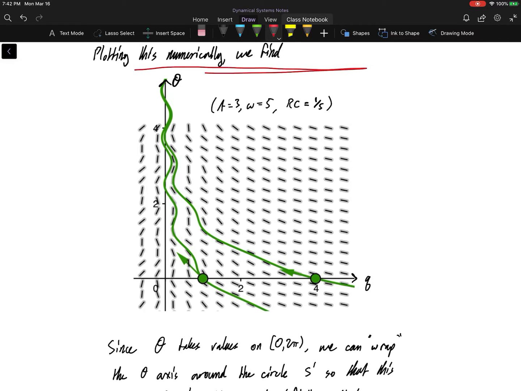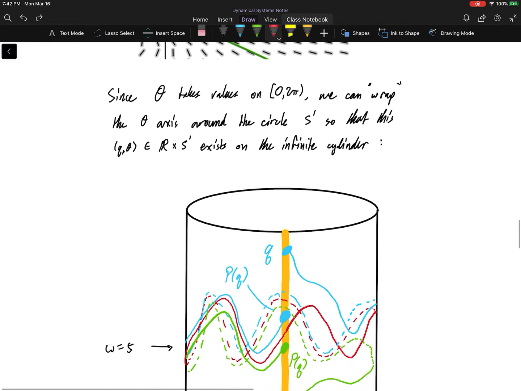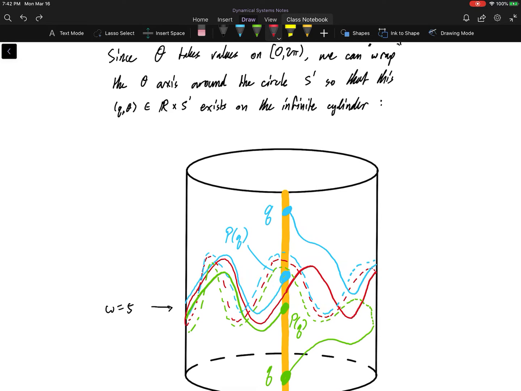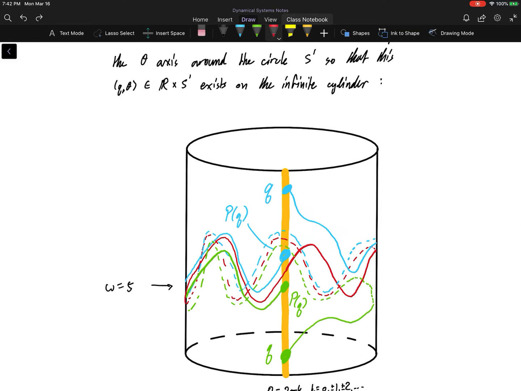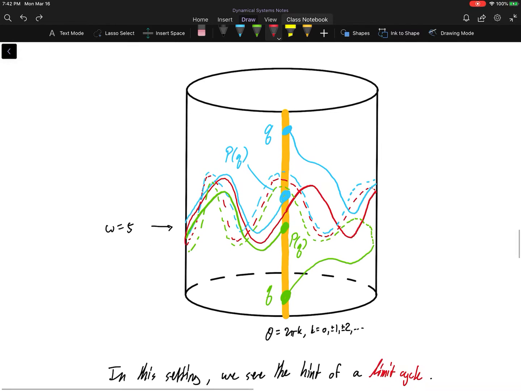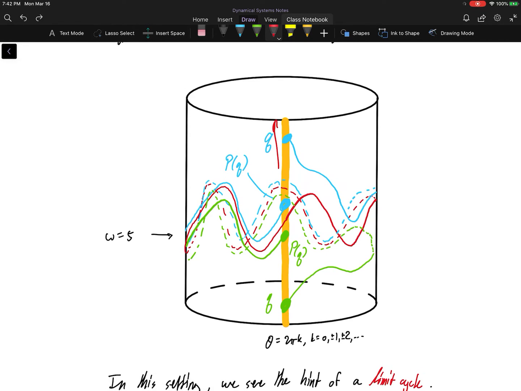Let's see, where would it be? 2 pi would be somewhere way up here. And this would line up with theta equals 0 down here. And we can join these two together, like we can cut and then glue along those two lines, to show that we can realize this system as living on the cylinder. It's an infinite cylinder, R cross S1. And I turned it up vertically so we could see it a little better. But in this case, this is the Q axis, which is moving this way up and down, and theta wraps around in this direction. So this is all that's really happening.